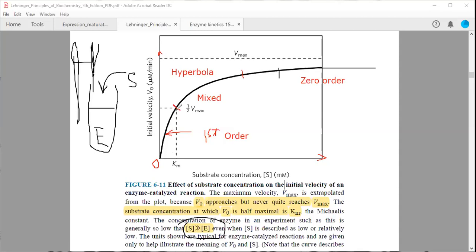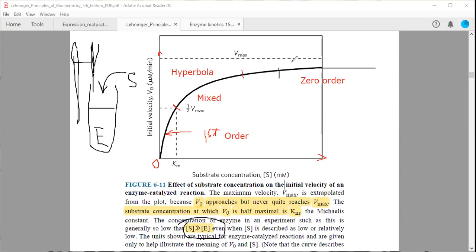Therefore, the rate of reaction is directly proportional. So if you're increasing the substrate concentration, the velocity will increase. But after some time, if you're increasing the substrate concentration beyond the level of the enzyme concentration which is present in the test tube, the enzyme is not free now, so it is not going to affect your rate of reaction very much.